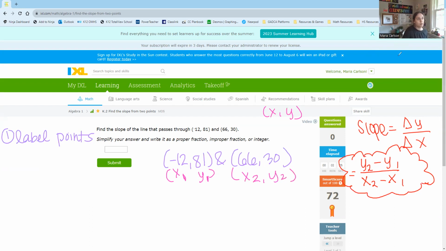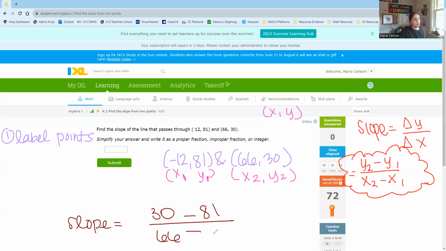Now I'm going to plug in these values in my formula. My formula for slope has a fraction bar and 2 minus signs in it. And then I will fill in y2 is 30, minus y1 is 81, x2 is 66, minus x1 is -12. So now I'm going to simplify. 30 minus 81 is equal to -51.